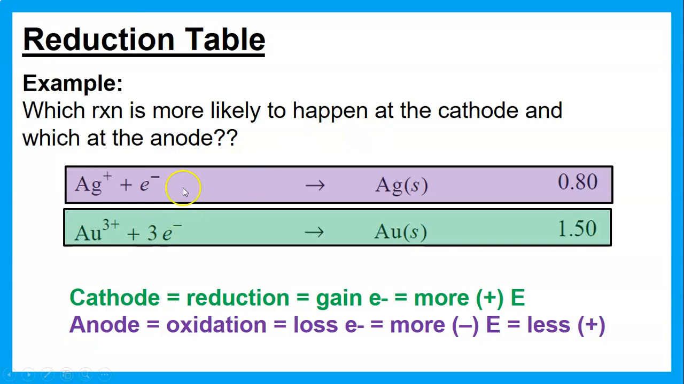That means this is not written in the correct direction, is it? This needs to be flipped, right? So by looking at our reduction table and comparing the size of these numbers, I was able to determine which reaction needs to be flipped. I was able to determine which one was at the cathode, which one was at the anode, which one is reduced, which one is oxidized, which one gains, which one loses.